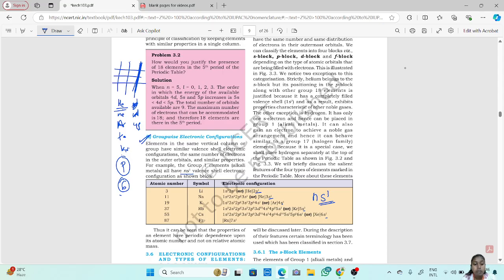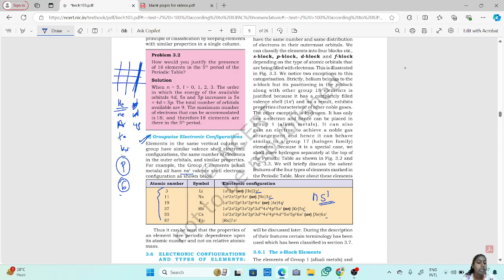Now, thus it can be seen that the properties of the elements have periodic dependence upon their atomic number and not on relative atomic mass. So this proves that we are writing this on the basis of atomic number. On the basis of their atomic number we are distributing the electrons, not on the basis of their atomic masses.